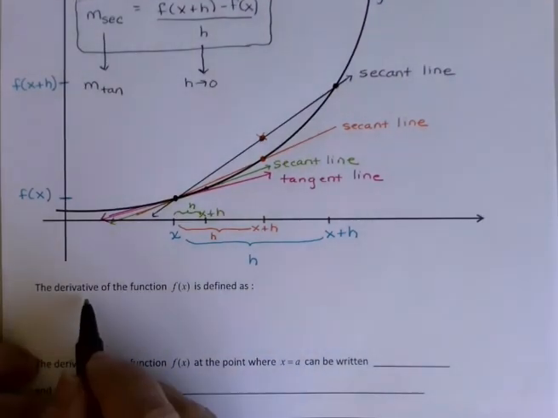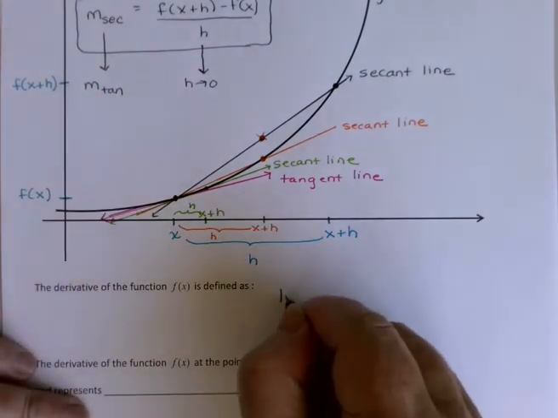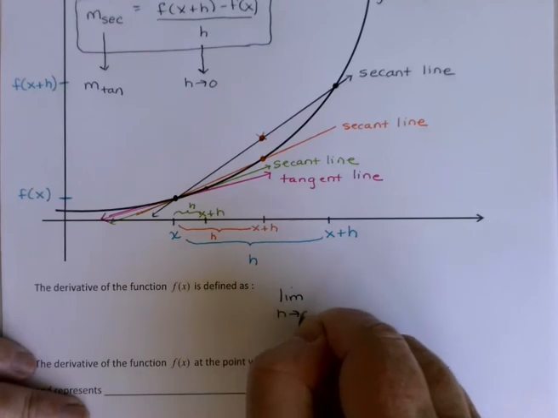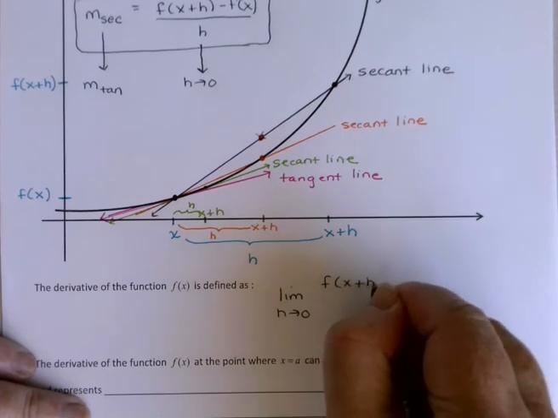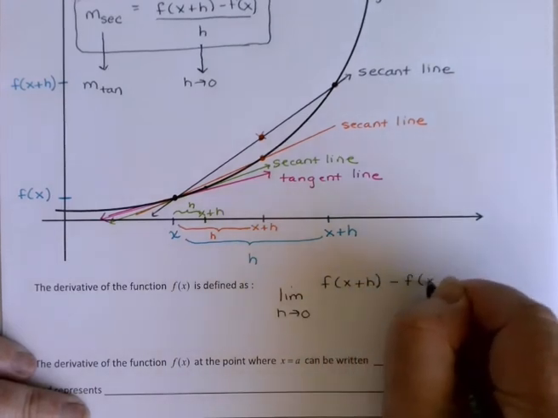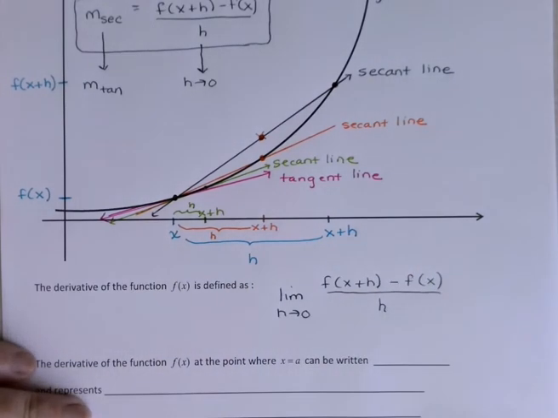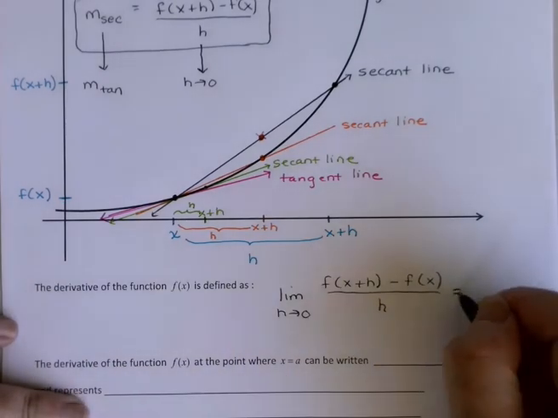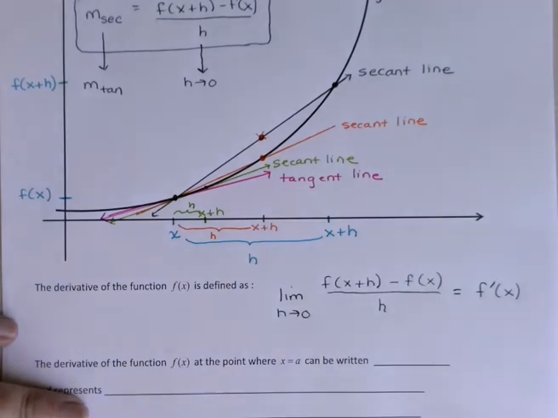So we define the derivative of the function f of x as the limit as h goes to 0 of this function, f of x plus h minus f of x over h. Algebraically, that's the definition of the derivative. The notation we're going to give this, at least for now, is f prime of x. There are several other derivative notations that I'll introduce you to a little bit later on, but for right now we'll go with f prime of x.